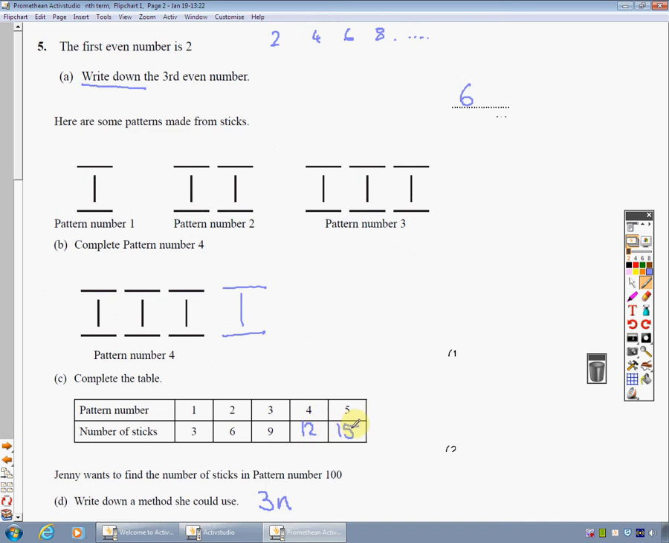And if n is 100, 3n will be 300. So she could use her method. 3n is the nth term. When n equals 100, it will be 300 sticks. And that will do for a method.